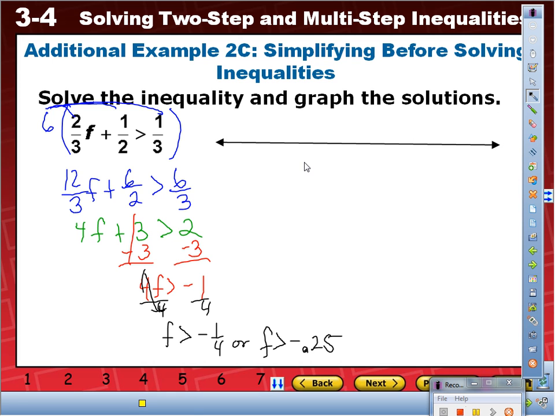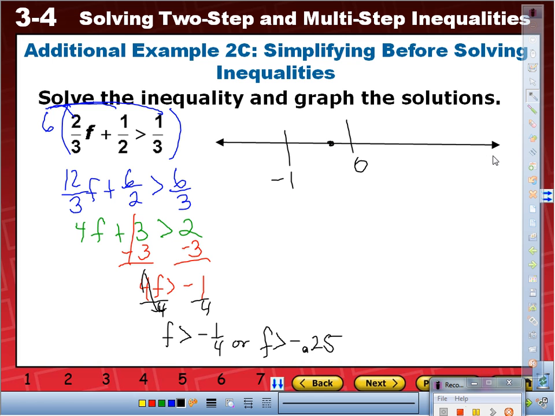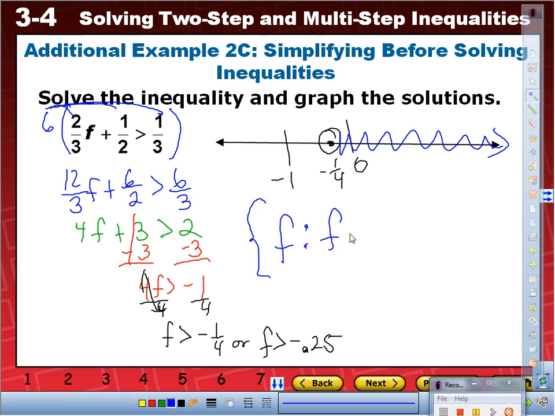So from there, we graph this. 0. We got negative 1 here. Negative 1/4 is about right here. Is that correct? However, it doesn't include the point, so it's an open circle right there. So it's negative 1/4. What makes this true? What numbers are greater than that? Everything to the right. What numbers are greater than negative 1/4? Everything to the right. Solution set: all numbers F such that F is greater than negative 1/4.